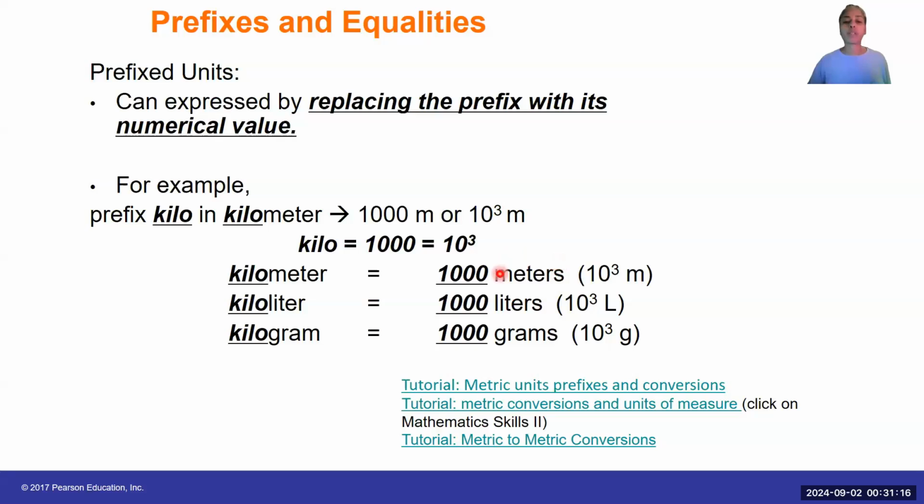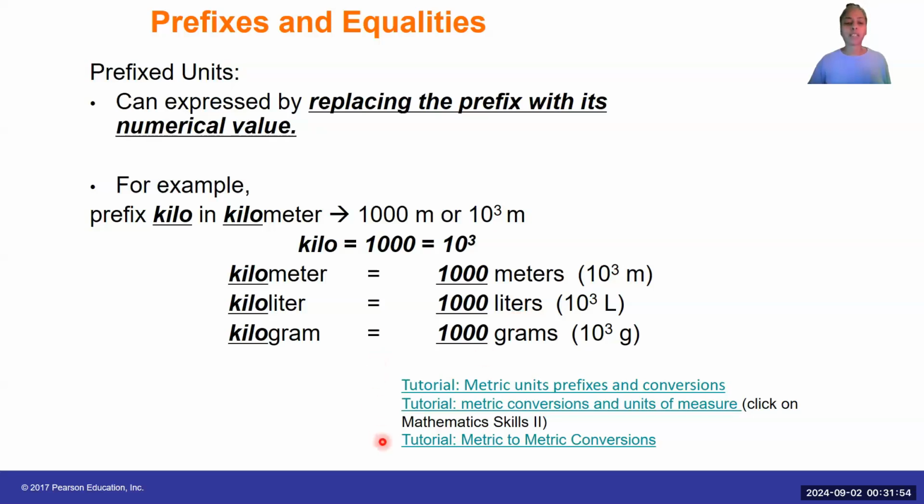So if I have 1,000 meters or a kilometer, that means I am measuring what? Is it mass? Is it length? Or is it, let's say, a volume? Correct. It is distance or length when we're talking about a kilometer. When I'm talking about a kiloliter, that means that I have 1,000 liters. Am I talking about a volume, a length, or a mass? Correct. I'm talking about a volume.